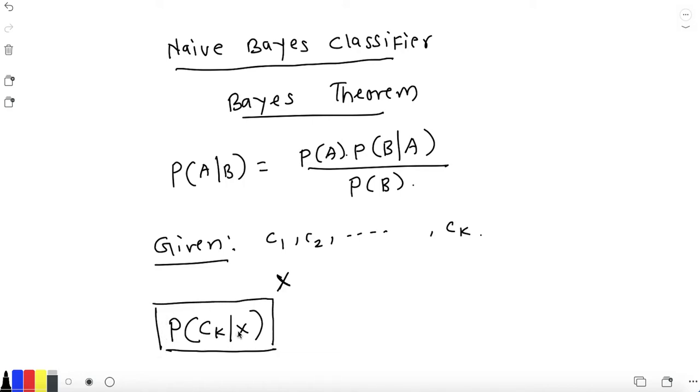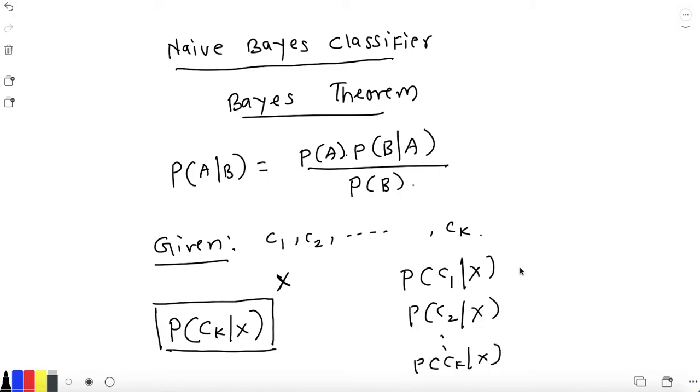Probability of class Ck given x, right? So that means we'll be finding probability of C1 given x, probability of C2 given x, likewise probability of Ck given x, and whichever will be the maximum value, to that particular class this x will belong to. If this is maximum, x will belong to this class. Maximum among all these probabilities, right? And how can we find this? We can find this by using Bayes theorem. So let us write the Bayes theorem for this.